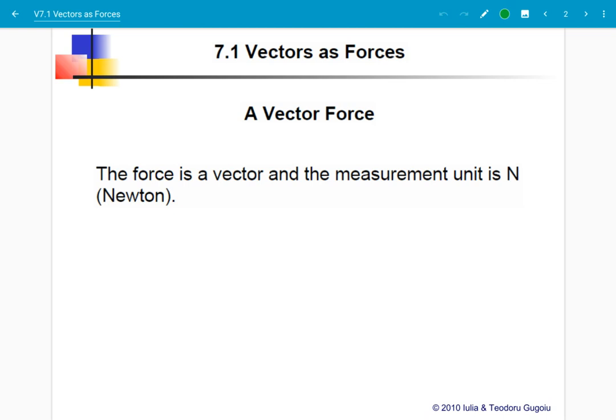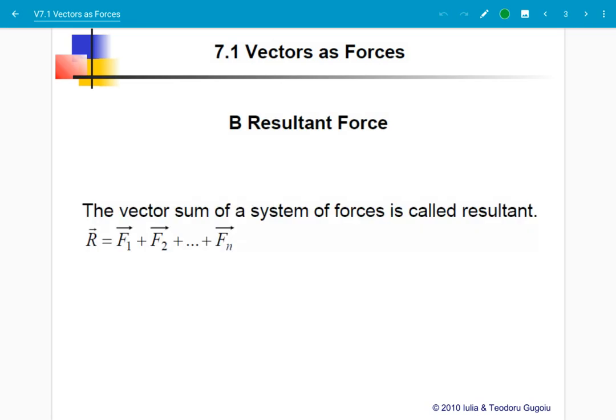Vectors as forces. Force is a vector quantity. It has both direction and magnitude. And the unit in SI is the Newton, which is capital N. In imperial units, it was pounds force. They would have pounds force and pounds mass, which was really confusing, but we use newtons.